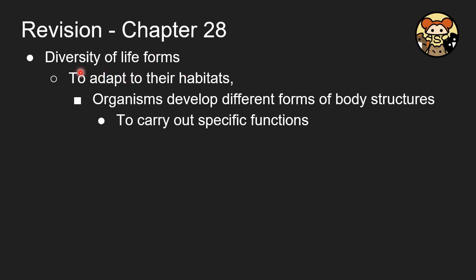So in this chapter, we're talking about biodiversity. Why is there such diversity? Because as organisms adapt to their habitats, they have to develop different forms of body structures in order to carry out specific functions. That's why, because of adaptation, they will have some changes.